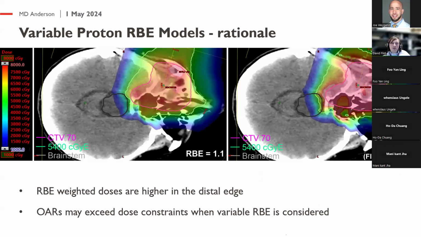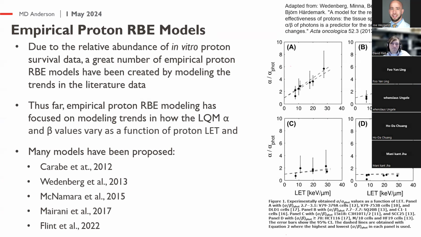And importantly, you can see the 54 gray isodose line in green is off the brainstem in black, which is our treatment planning constraint. But when we consider the variable RBE on the right, since the distal portions of the beam are abutting the brainstem, there's a significant portion of the brainstem receiving much more than 54 gray of RBE weighted dose. So it's data like these that really point out the potential limitations of just assuming that RBE is 1.1 everywhere for protons.